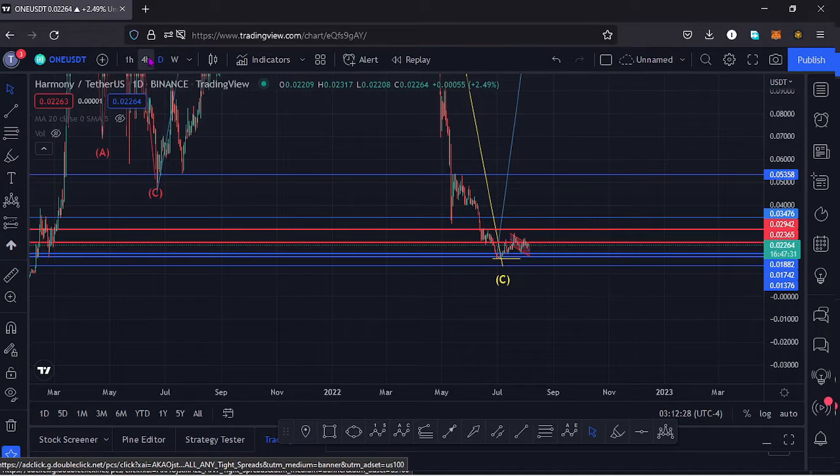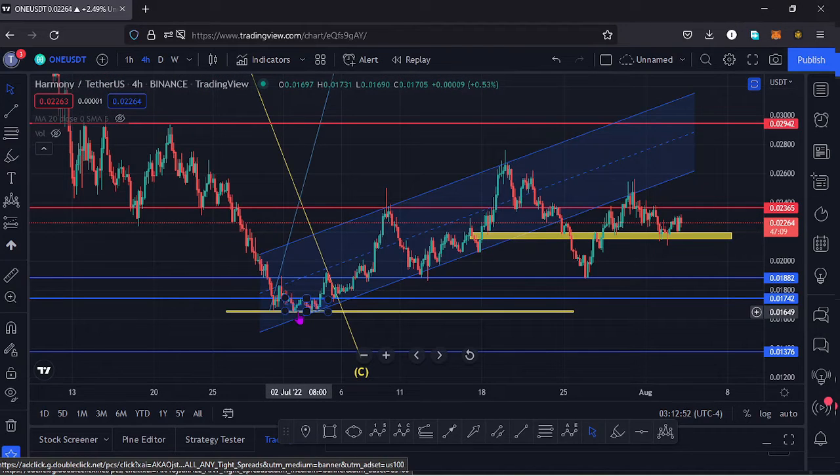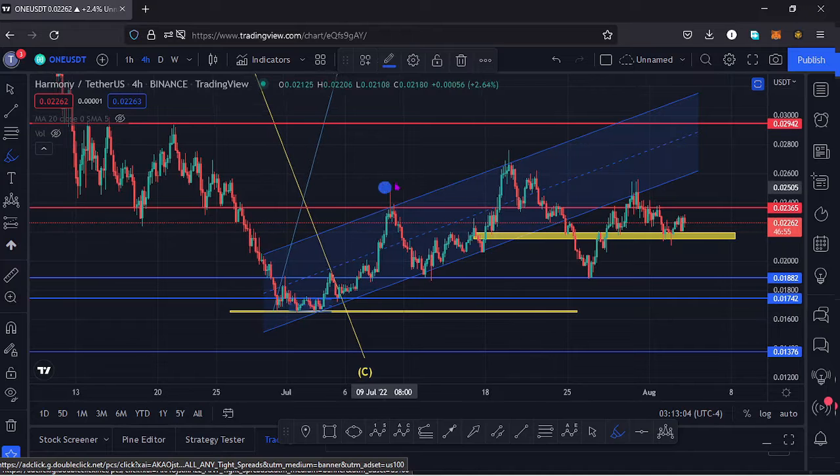So if I jump to the 4-hour chart, after making the low at around the $0.016 mark, Harmony One started seeing a very nice pump to the upper side, and we were trading within this channel that we have over here. And as we were trading within that channel, we were making a series of highs, and that meant that the buyers were trying to push the market higher. But at some point the sellers took over, and once they took over, we broke to the lower side of this channel, and we also lost a key area of support at around the $0.029 mark.